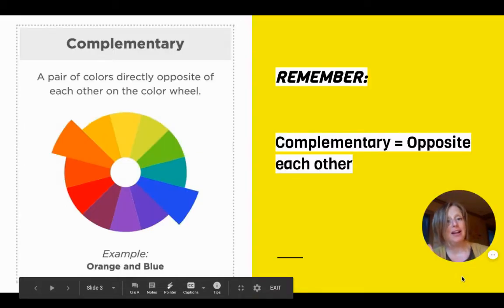So hopefully you're back. I want you to find something to write with right now, and I want you to take a few notes. Not a lot, don't worry. But I want you to review what you saw in the video, and I want you to write down these 3 color schemes. The first one is complementary.